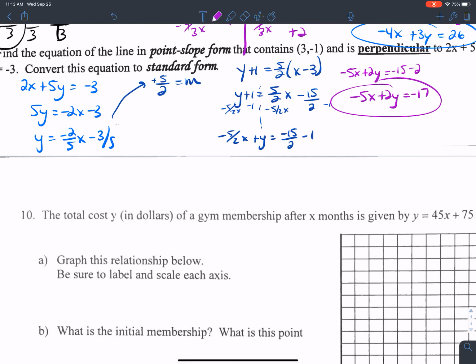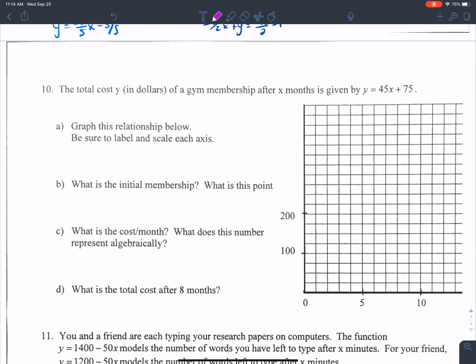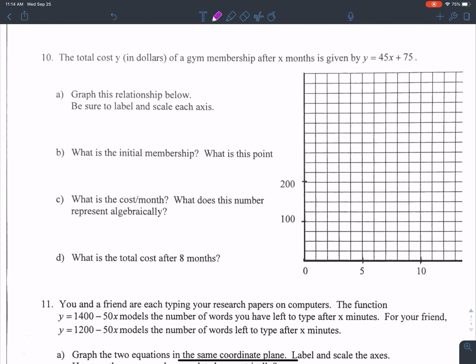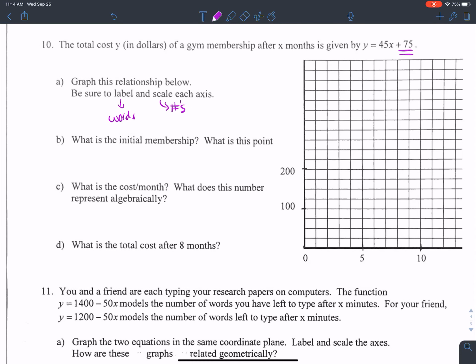So we just have a few application problems on the next page here, just some important applications and big words like initial and stuff. So it tells us the cost, which is the y value, is calculated using the number of months, and it gives us this equation. So we need to graph the equation below and make sure we label and scale each axis. So it's already scaled. Label means words. Scale means numbers. So we have the y-intercept of 75, so that'd be right here.